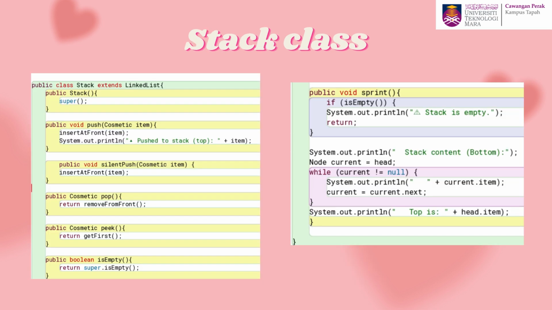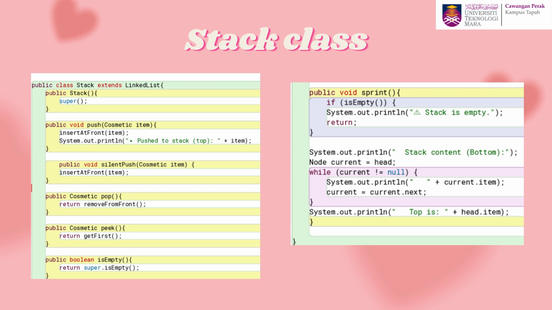Now let's move to the stack class. This class also extends the custom linked list class. It uses the LIFO concept, last in, first out. That means the last item added will be the first one removed. The constructor uses super to inherit everything from linked list. There are a few main methods, which are: push adds a cosmetic item to the top of the stack using insert at front. Pop removes the top item using remove from front.